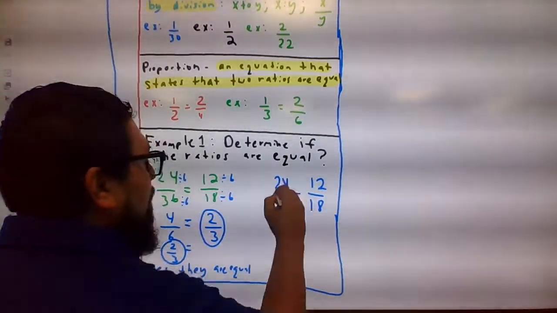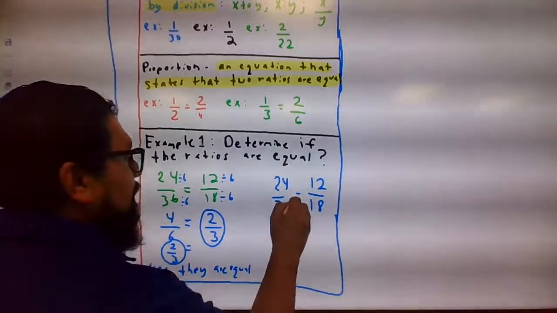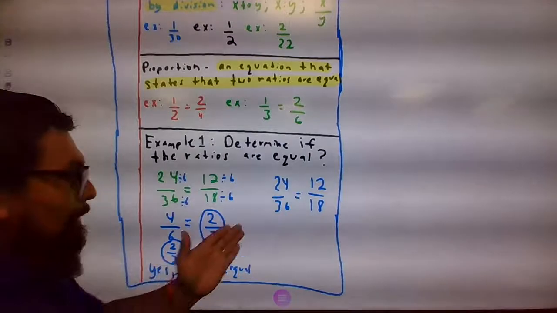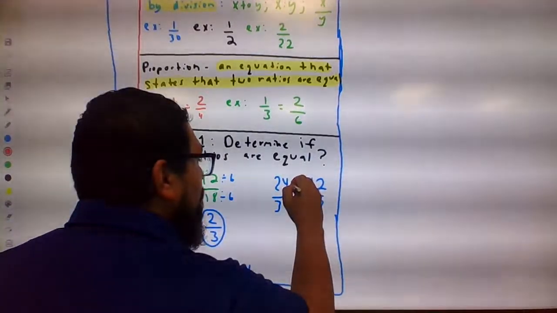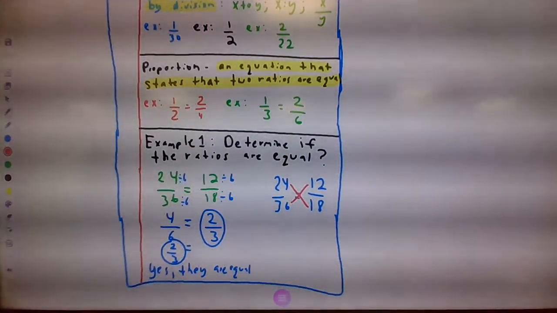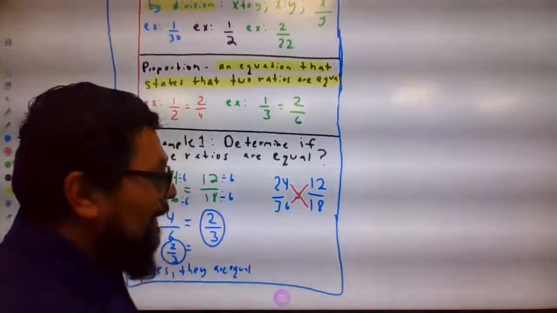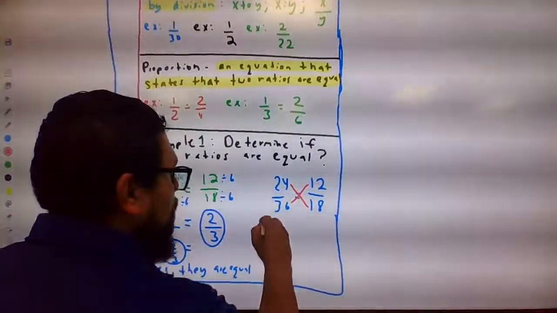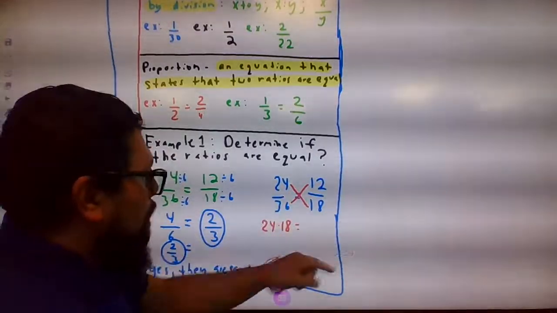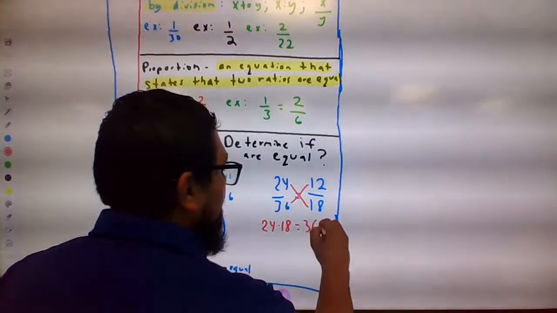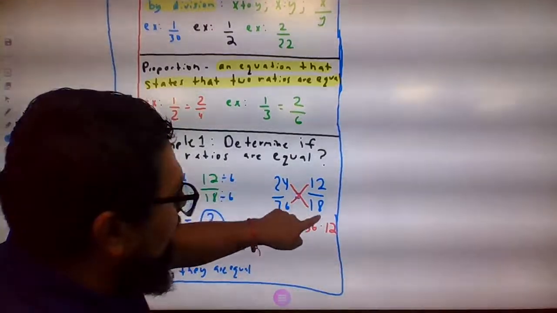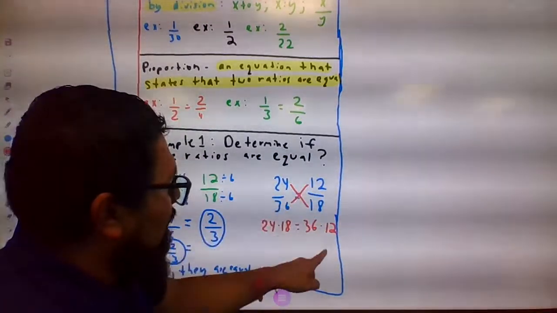So we have 24 over 36. 24 to 36 equals 12 to 18. We're going to find out if these are equal. We know they're equal now, but we're using a different method. We're going to multiply this and this, and we're going to multiply that and that. We're going to rewrite it, and always go from left to right. So 24 times 18, and on the right side 36 times 12. I always like to write this one first, then that one, and then this one first, and then that one.